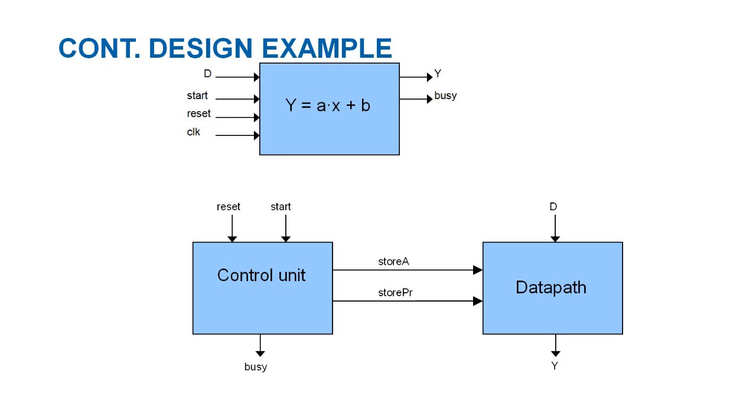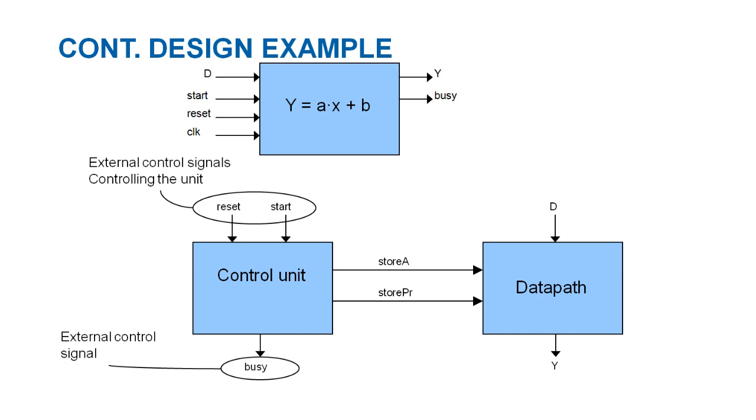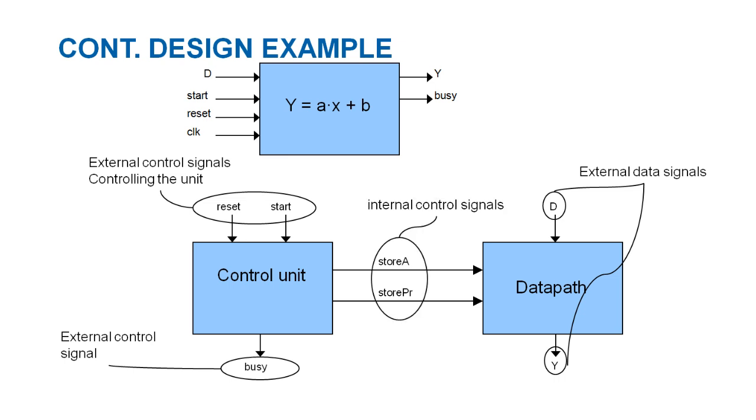So we have reset, we have start, we have busy, which are reflected on the main entity, whereas in the DATAPATH we simply have data coming in as D and data going out as Y, and some control signals to tell the DATAPATH what to multiply and perhaps where to store it. So here is the control signal on the input, control signal on the output, data signals on the input and output to the DATAPATH, and internal control signals that are being emitted from the control unit to the DATAPATH.